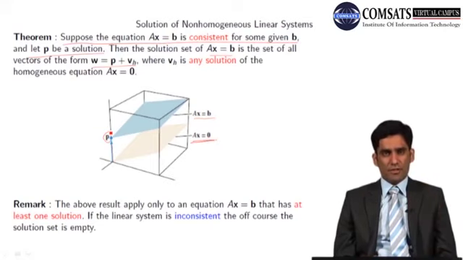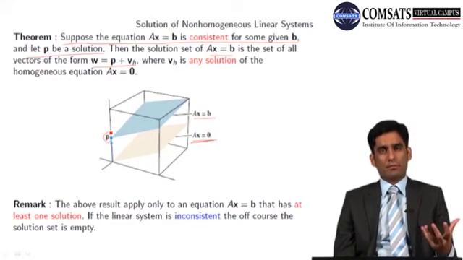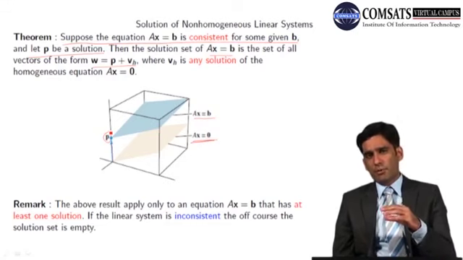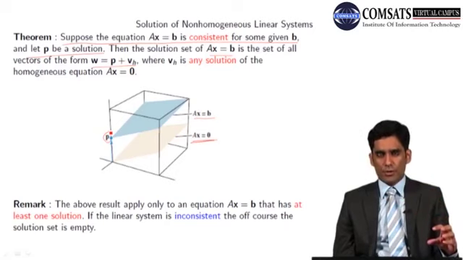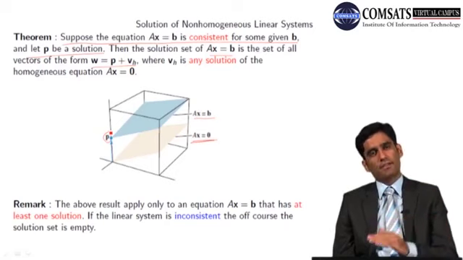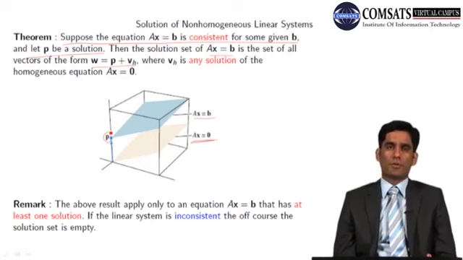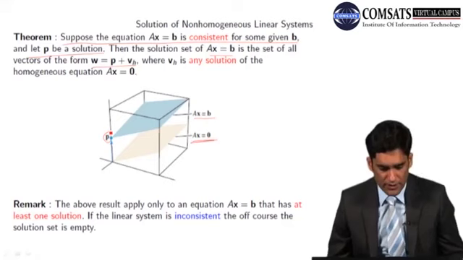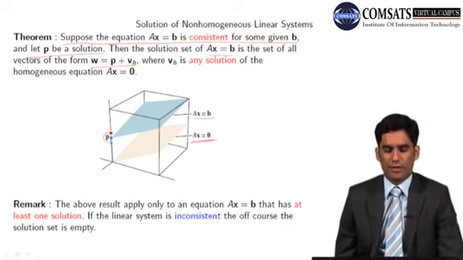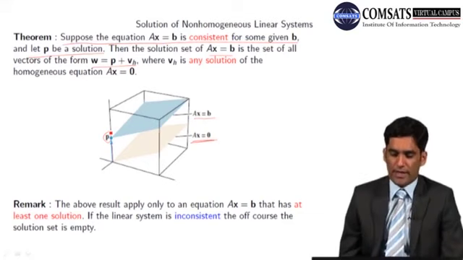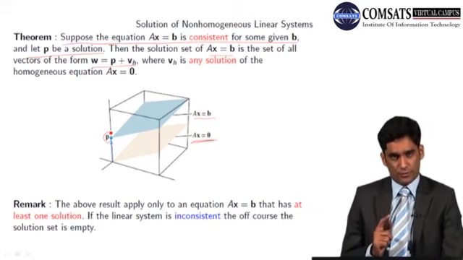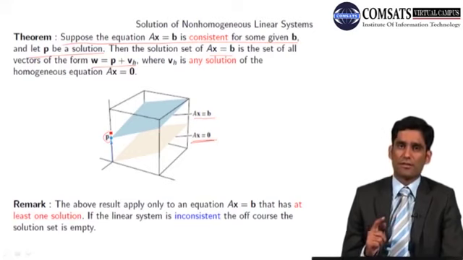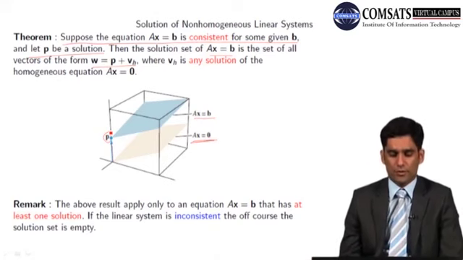If our non-homogeneous system of linear equations has infinitely many solutions, that is one possibility, then there is a relationship between the solutions of the homogeneous equation and the non-homogeneous equation, and that is just the scaling of the solutions of the homogeneous equation. Then I have written a remark: the above result applies only to an equation Ax = b that has at least one solution. Of course, if the system is inconsistent, then there is no relationship between the solutions of the homogeneous system and the non-homogeneous system.